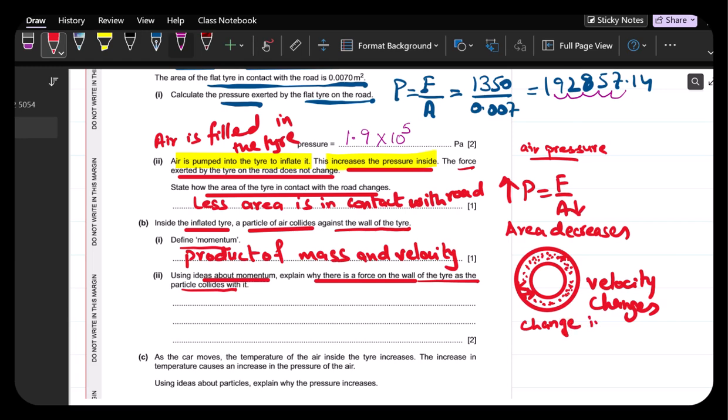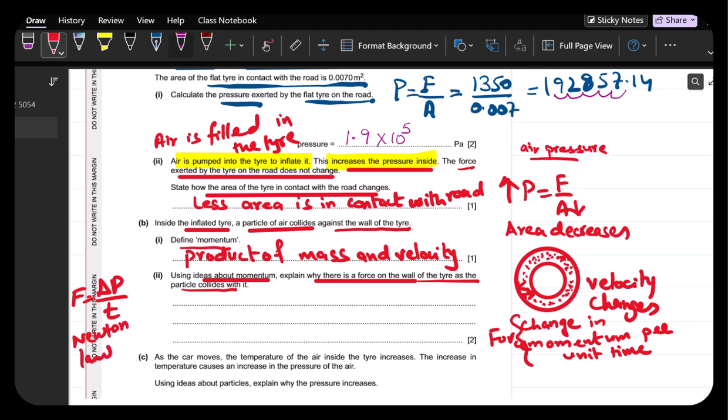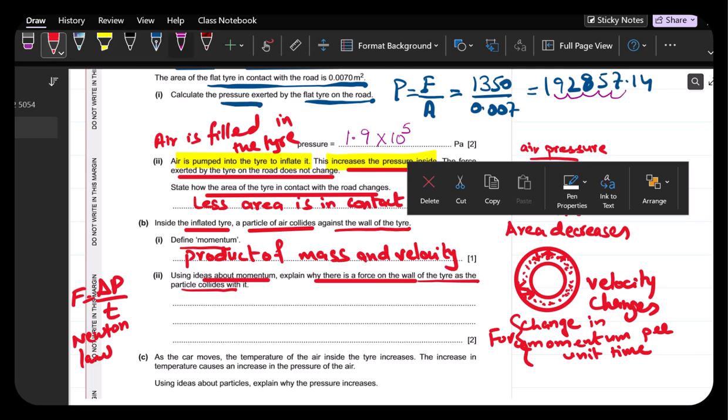Change in momentum per unit time, which is representing that force is there. So we will be writing this because F is equal to change in momentum by time. So Newton's third law is also applicable, because air is going to exert force on the wall and the wall will also exert the same force in the opposite direction. So why is there force on the wall of the tire as the particle collides?